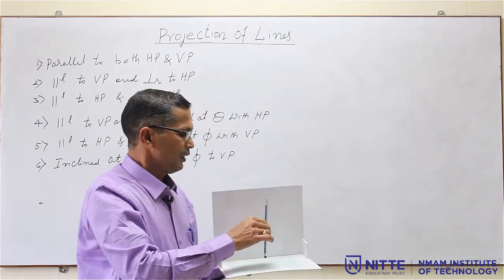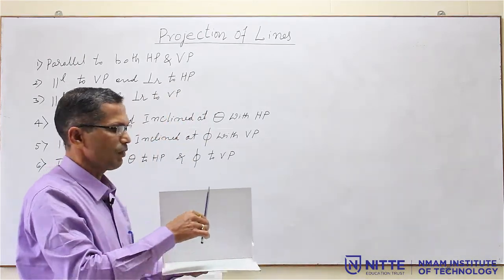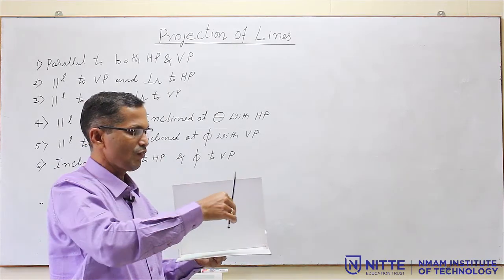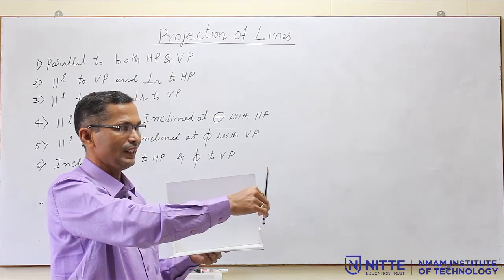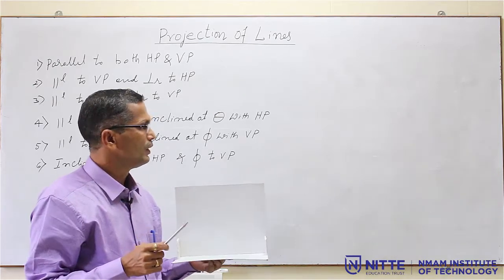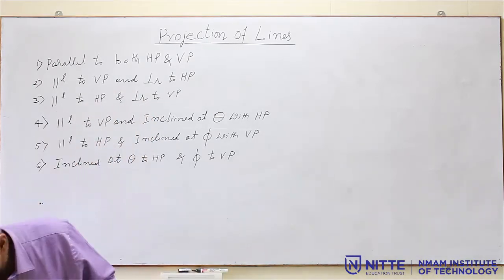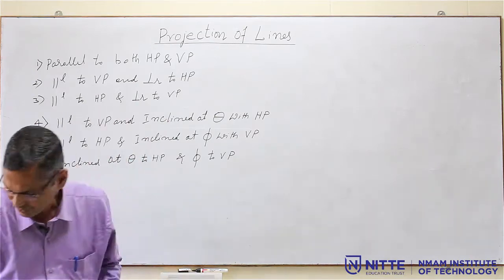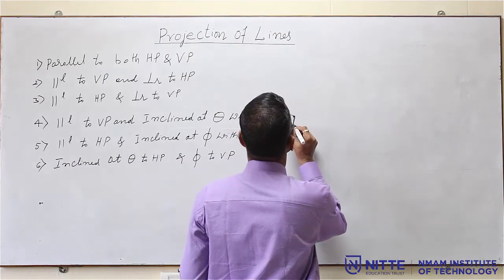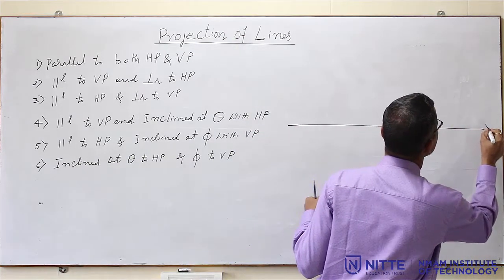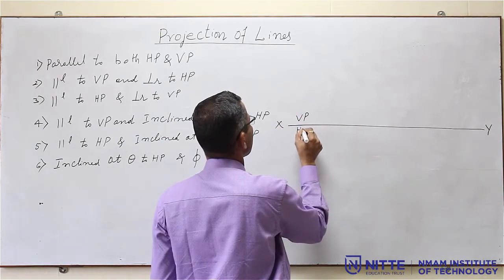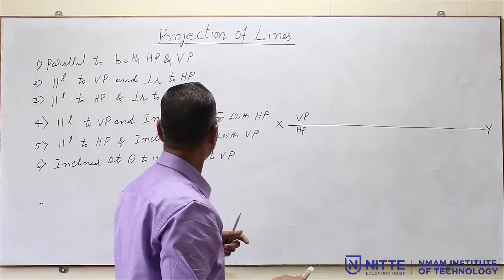And the profile view is once again a straight line like this. So, the front view is a straight line and the profile view is a straight line, and the top view will be just a point. Now, I have to draw it on the two dimensional system. Draw the XY line, and VP, HP, this is for the first quadrant. So, all the lines are in the first quadrant only.